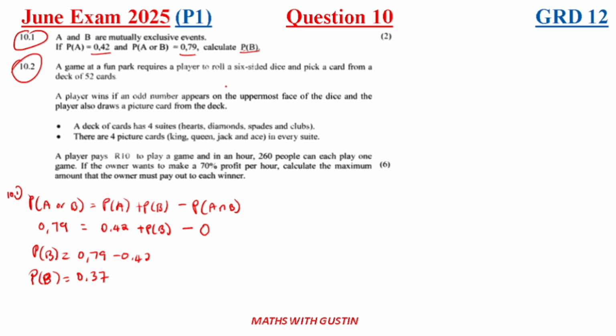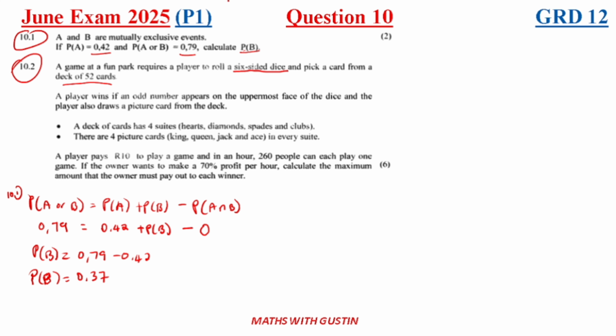Now we have got 10.2. It says a game at a fun park requires a player to roll a 6-sided die. So this is the first thing, that they're rolling a die and then picking a card from a deck of 52 cards. So you are doing two things here. You roll a die and then you pick a card. Okay, we understand that one.